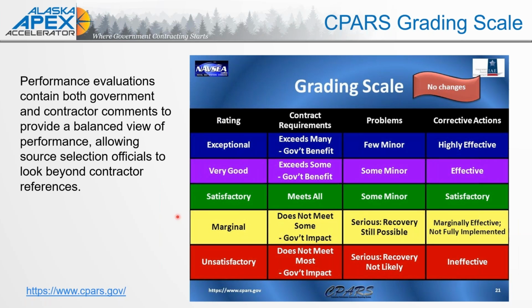That's the Contractor Performance Assessment Reporting website, CPARS.gov. Performance evaluations contain both government and contractor comments to provide a balanced view of performance. The contracting officer should be submitting that information to CPARS. The system should then trigger and send an email to the individual responsible for replying and accepting comments. You establish that individual in your CPAR profile.